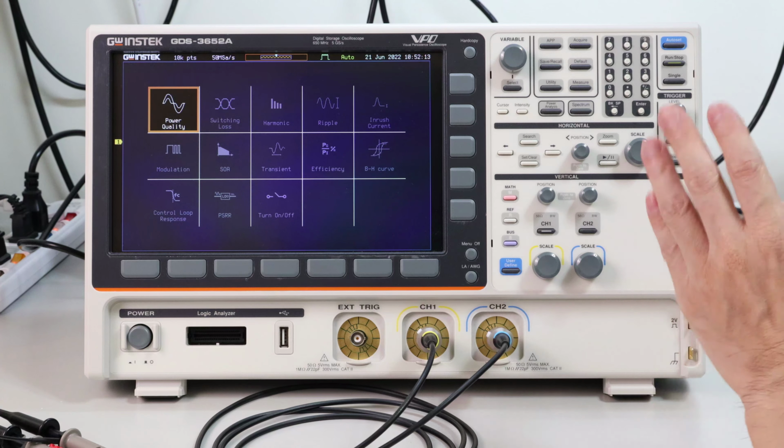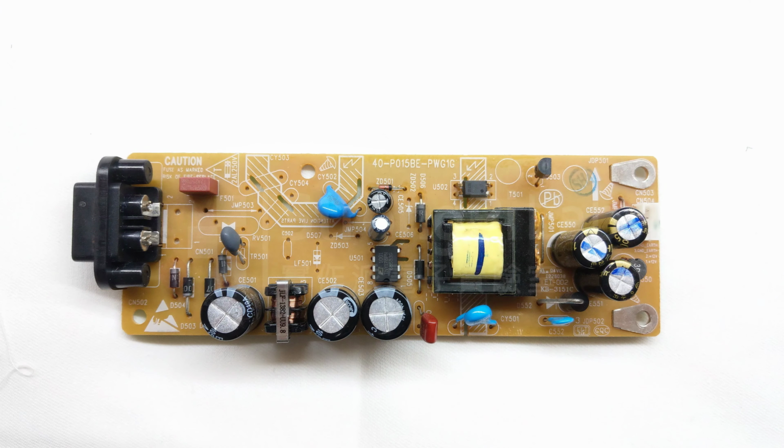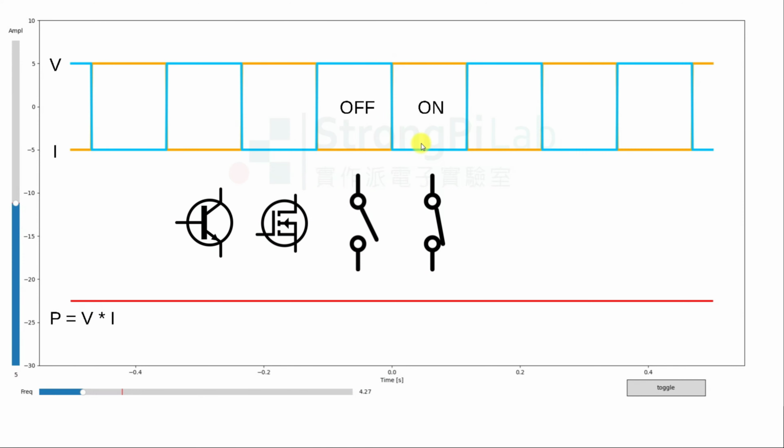Today I will use this AC to DC power converter module as the DUT, which is taken from a DVD player. This main transistor is our target for measuring switching loss. It is the heart of the switching mode power supply. Let me introduce switching loss first.